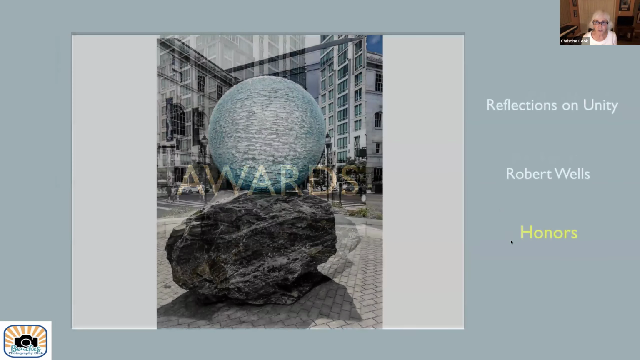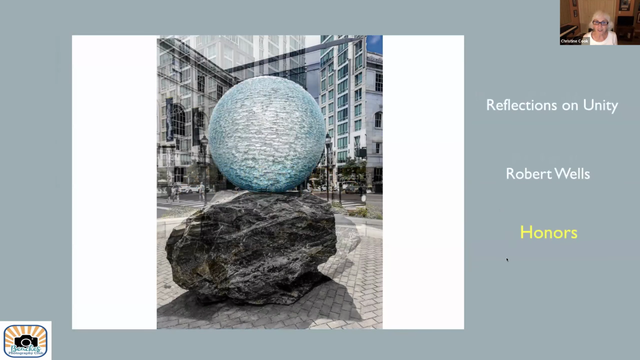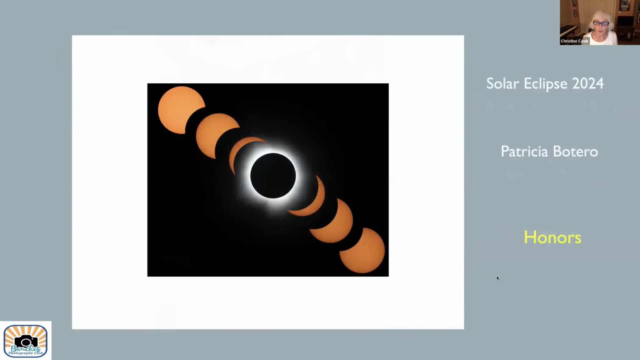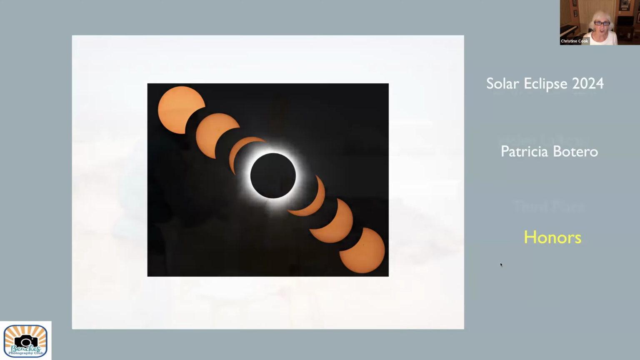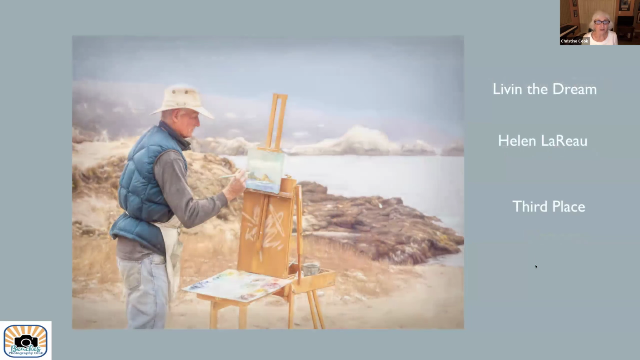Okay, so we have the awards. Honors. As I said, I love the way this wraps around and gives spheres and circles and symbols of unity and some cohesiveness. It's very, very interesting. Great representation of the eclipse. Nice job for someone who didn't see it. This painting within a painting is just delightful.